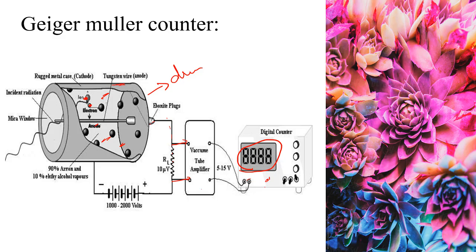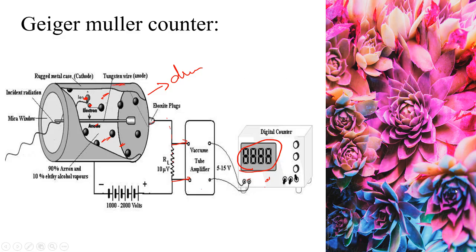So let's see the disadvantages too. We can detect any type of radiation, like beta, gamma and alpha, but we can't differentiate what type of radiation it is. Whether it is alpha or beta, we won't be able to recognize it.